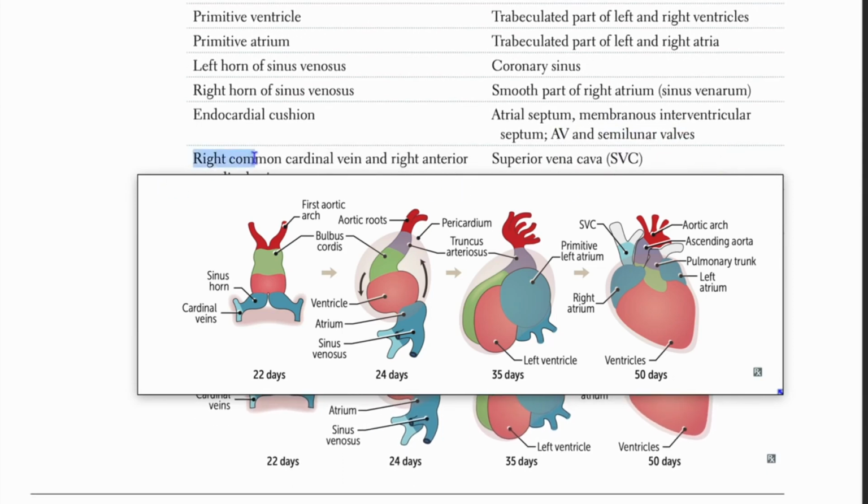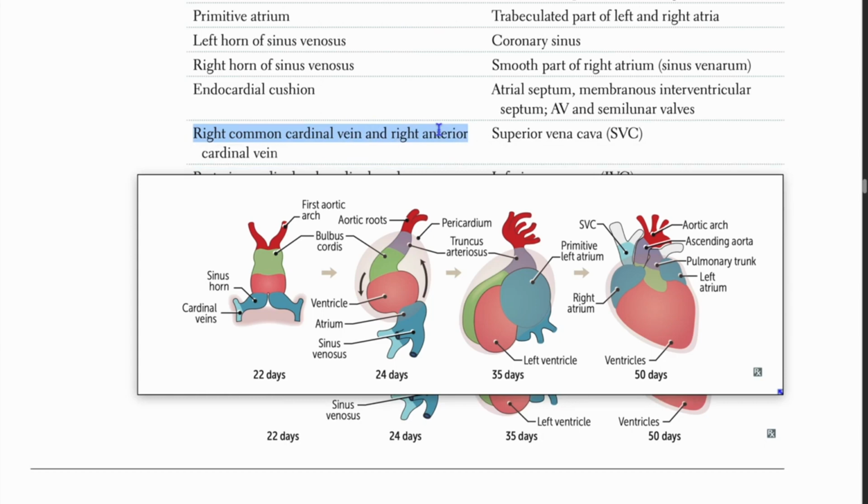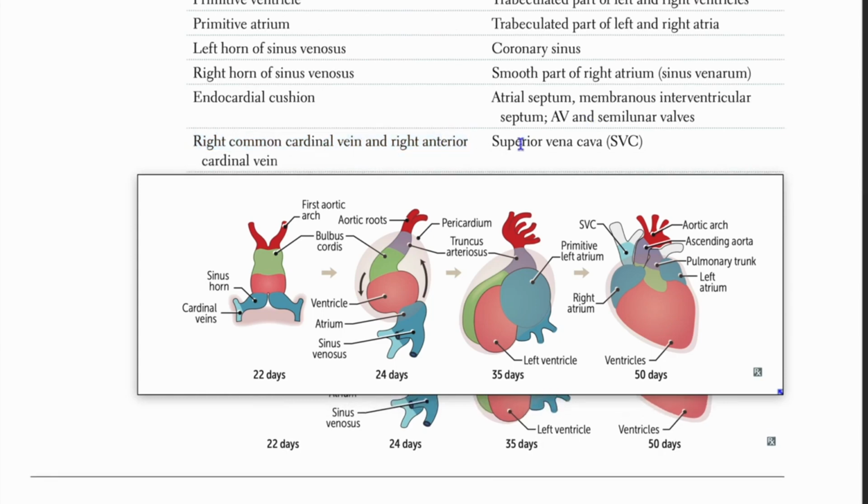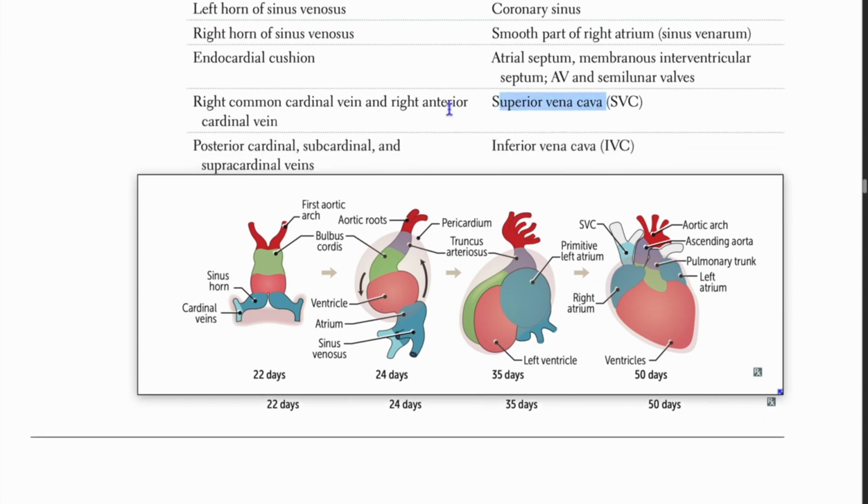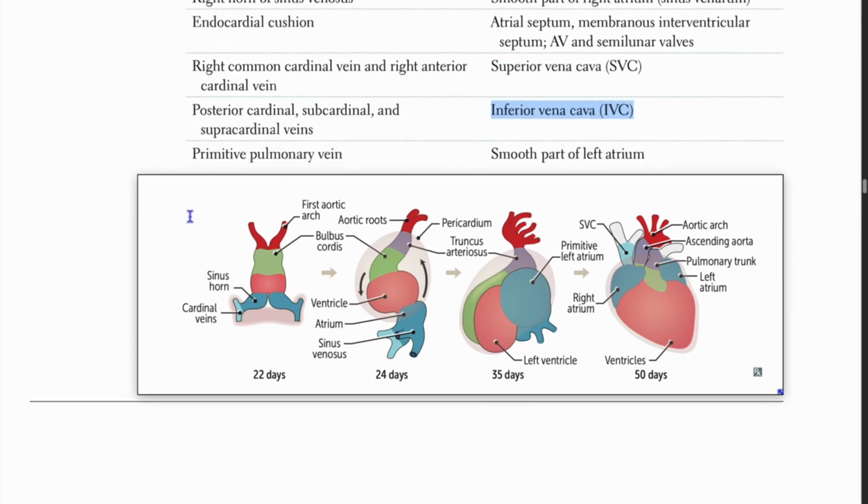Then you have the right common cardinal vein and right anterior cardinal vein. This makes the superior vena cava. The posterior cardinal, subcardinal, and supracardinal veins make the inferior vena cava. And then you have the primitive pulmonary vein, which makes the smooth part of the left atrium.